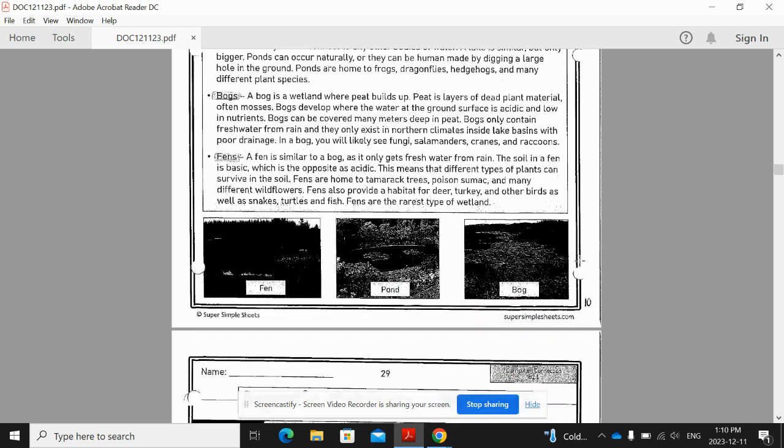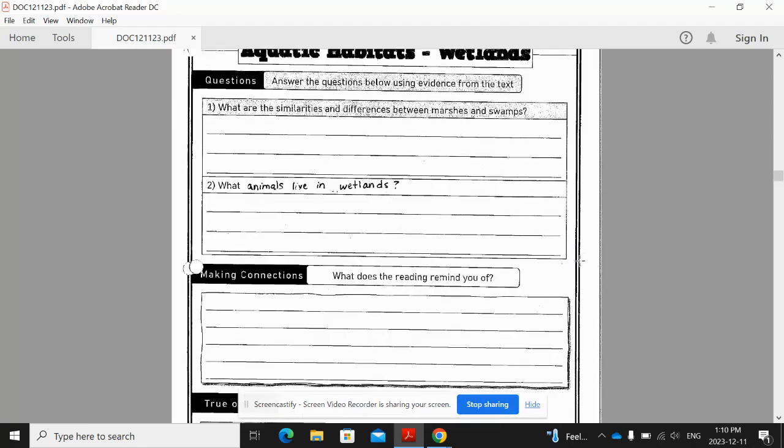Fens. A fen is similar to a bog, as it only gets fresh water from rain. The soil in a fen is basic, which is the opposite of acidic. This means that different types of plants can survive in the soil. Fens are home to tamarack trees, poison sumac, and many different wildflowers. Fens also provide a habitat for deer, turkey, and other birds as well as snakes, turtles, and fish. Fens are the rarest type of wetland.